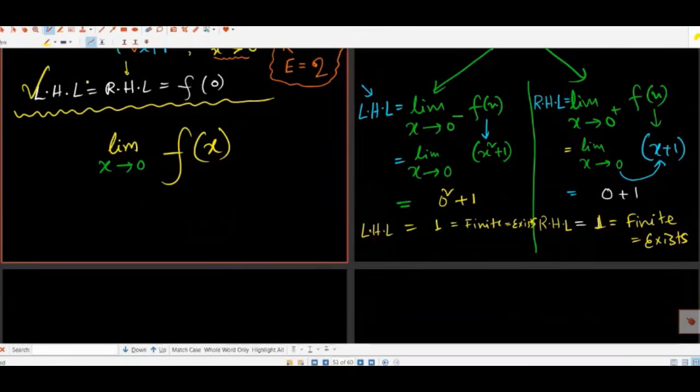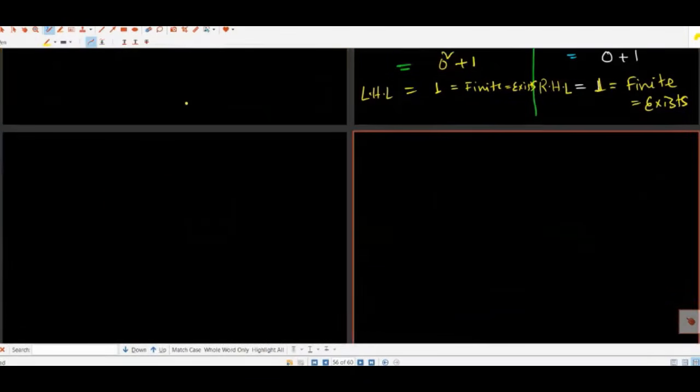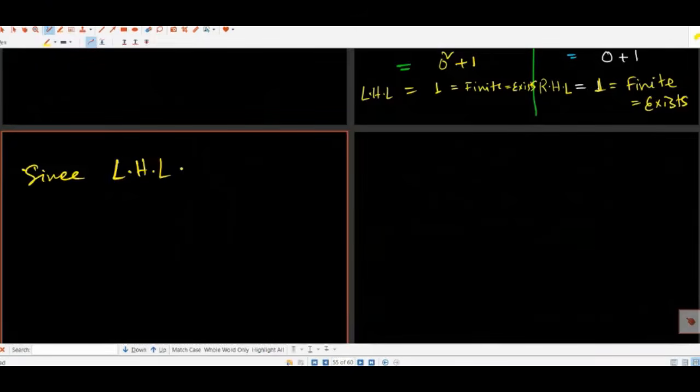So now left hand limit and right hand limit are same. So we can say since left hand limit and right hand limit are same, the limit exists.